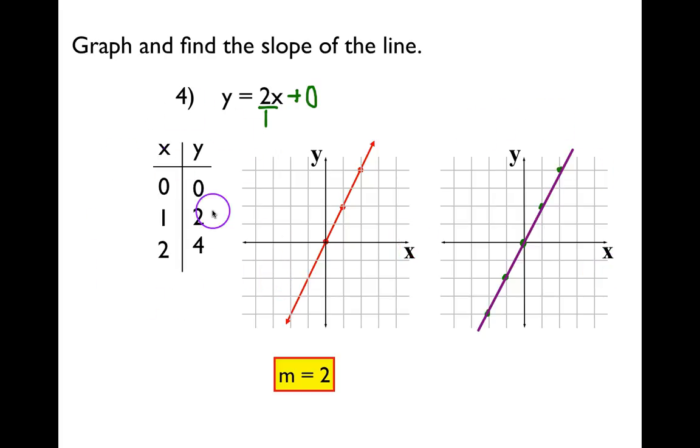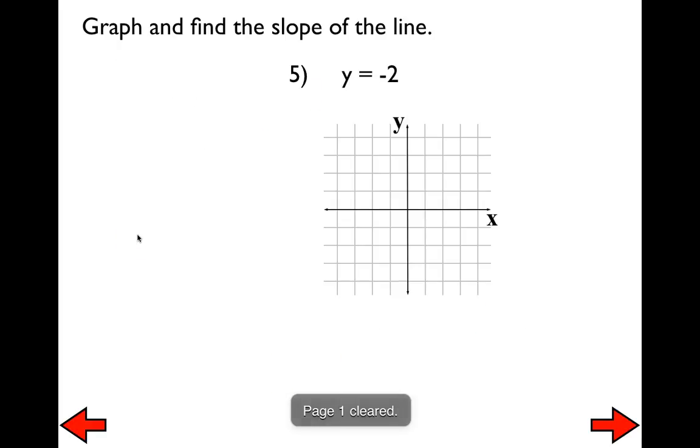Is it wrong to create a table? Absolutely not. But I want it to be your last resort. If you know slope-intercept form, definitely use that first, because again, it's going to save you some time. If you forget, that's when you want to revert back to using a table. That's going to be your last resort. Okay, what about number 5?